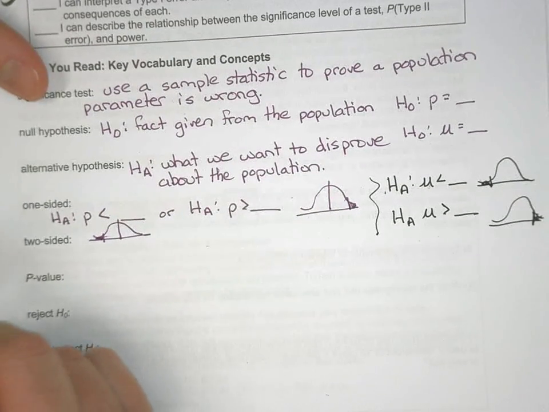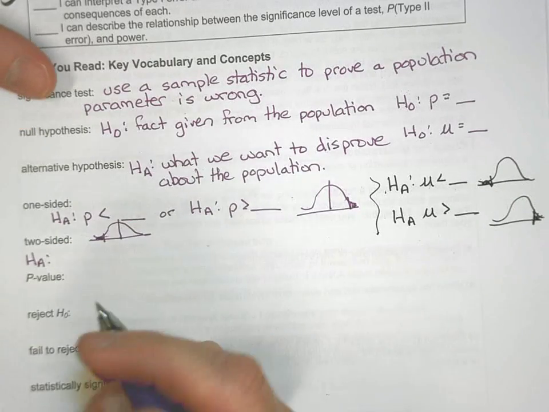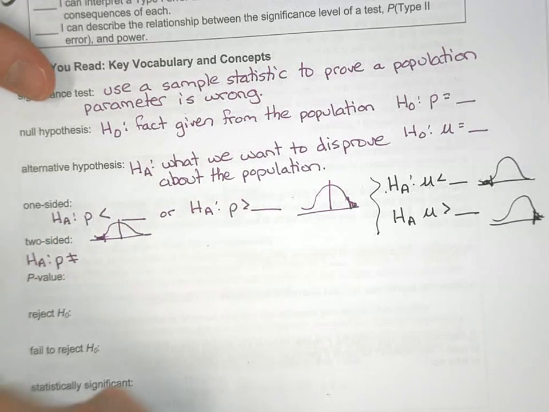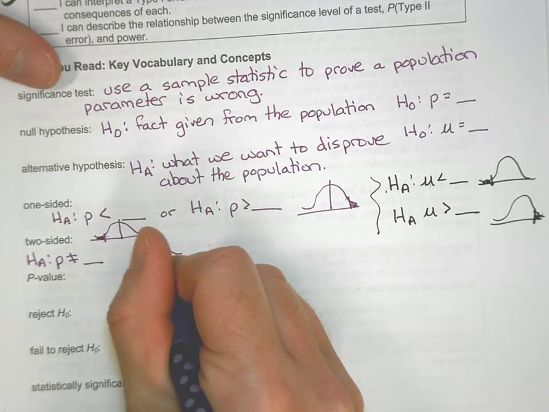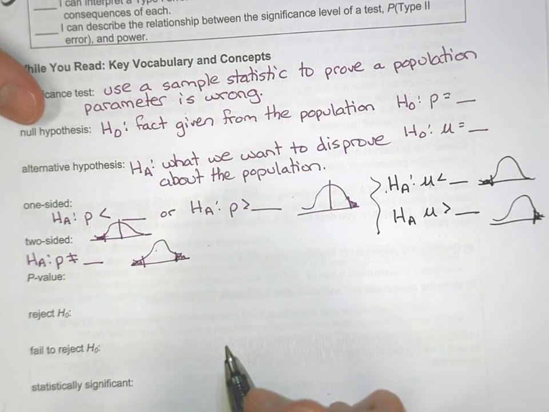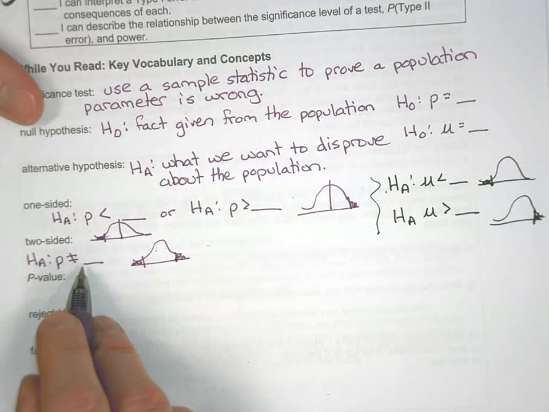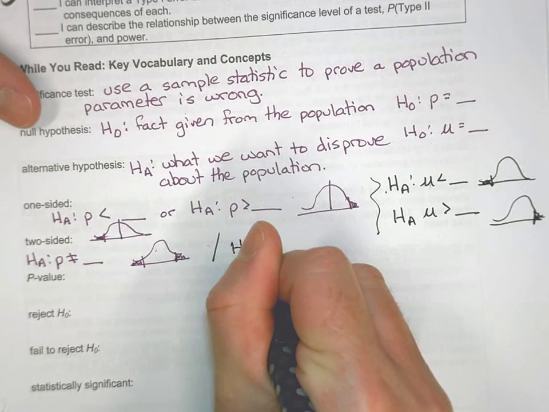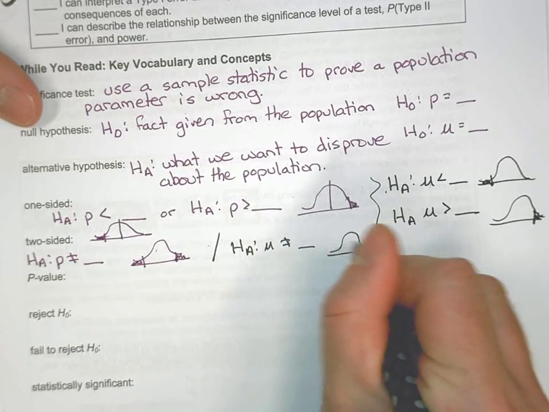Two-sided is when you're shading both ends, because when you set up the problem, you're not sure if the sample is going to be less than or greater than. You're only sure that it's not equal to your number. When you calculate it using the test in the calculator, your p-value gets multiplied by 2, which I've already discussed in the notes. So it could be the proportion not equal to the given number, or the mean, mu, is not equal to the given number. And again, you would shade both ends.